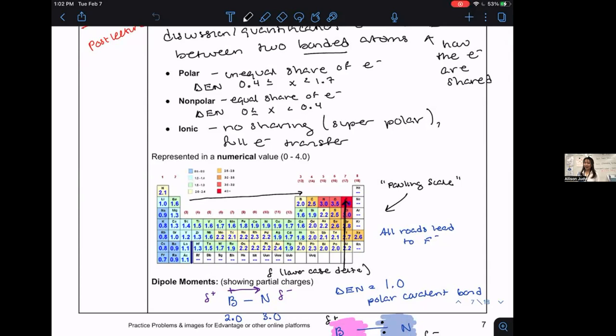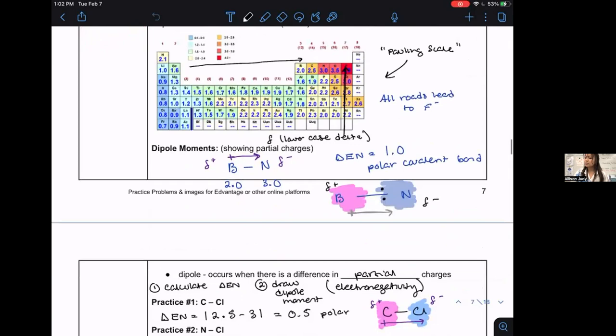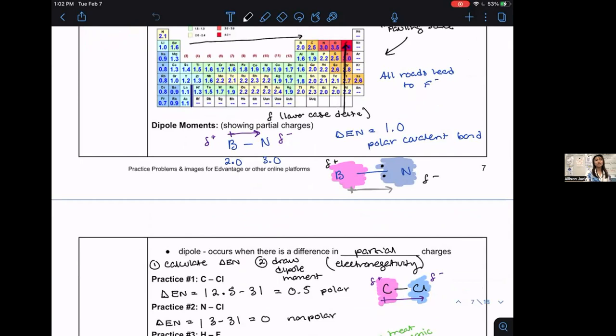So the one thing that you want to remember, if all else fails: all roads lead to fluorine. All roads lead to fluorine, okay? Fluorine is the four. Four for fluorine. Then I showed you some depictions of how you might illustrate polarity when there's a dipole, a region of two poles, a region of partial positive and partial negative. Partial is the key word.